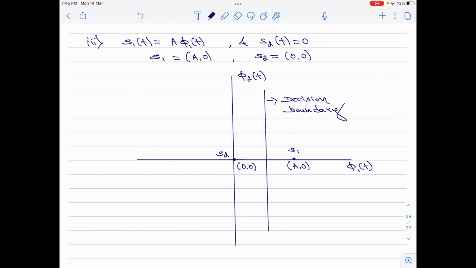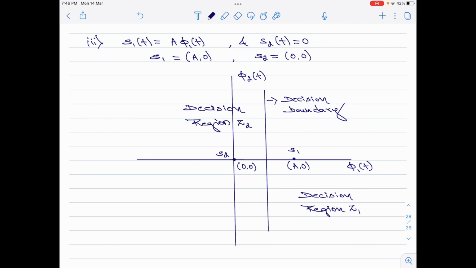Please note, we have been assuming maximum likelihood detection. So, since the signals are equiprobable, the decision regions must have equal width. And the only way we can divide the constellation diagram into two equal parts when the given signal sets are located at A comma 0 and 0 comma 0 is by plotting the decision boundary exactly at the midway point between S1 and S2. So, coming to the decision regions, all of the signal points to the right of this decision boundary form decision region Z1. And all of the signal points that fall to the left of the decision boundary form decision region Z2.